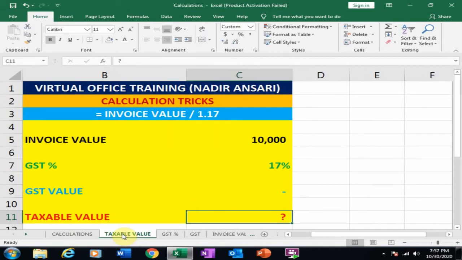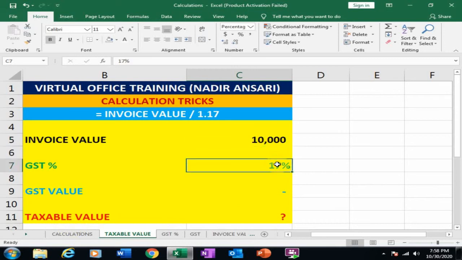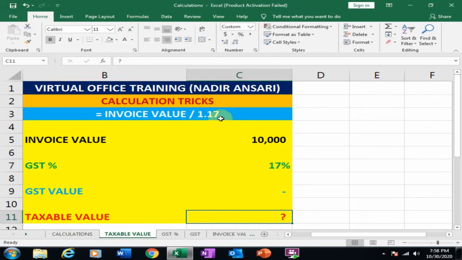Here is another sheet. Here I want to know the taxable value. Here invoice value and GST percentage are given and I want to know the taxable value. Invoice value divided by 1.17, we will get the taxable value. If here GST is 18%, we will divide by 1.18. If GST is 20%, we have to divide by 1.20.